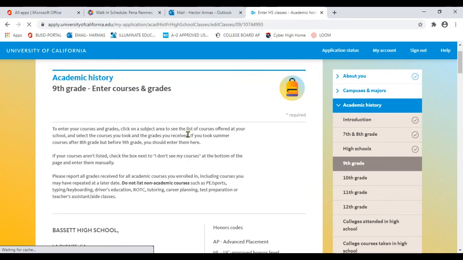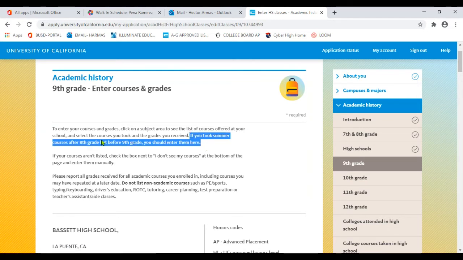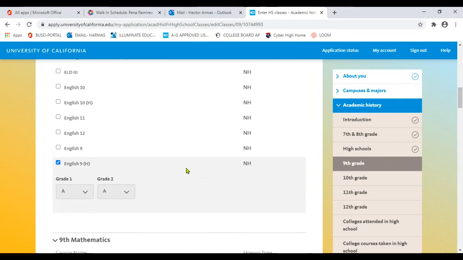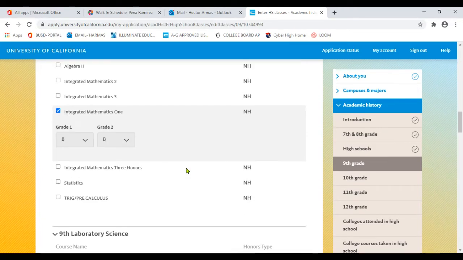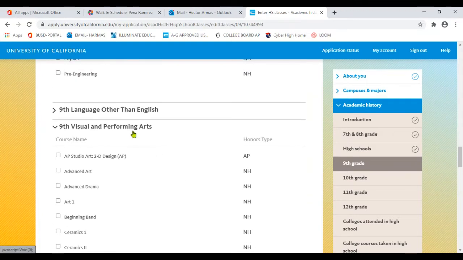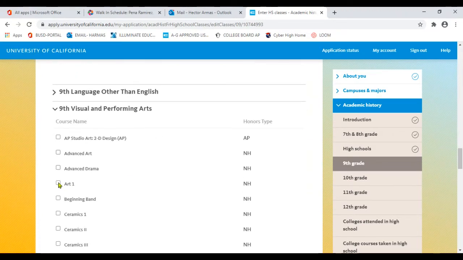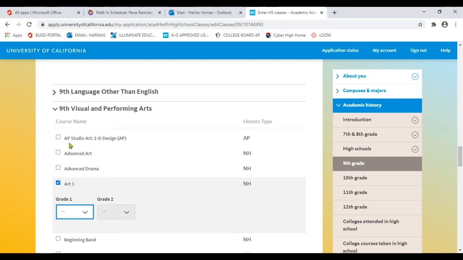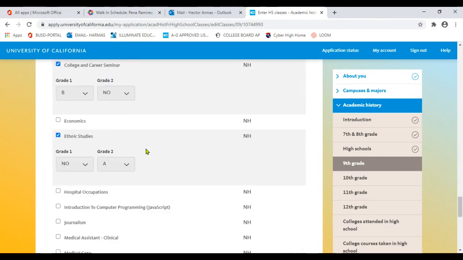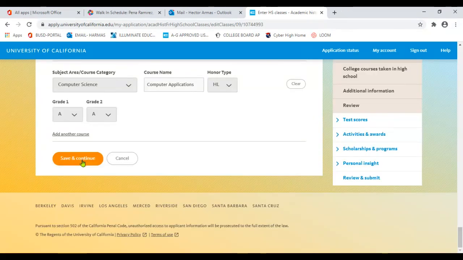Okay, so here it says, if you took summer school courses after the 8th grade, but before 9th grade, you should enter them here. I'm going to follow the directions, and I took art in the summer. So I'm going to go back and look for art. Here it is, visual and performing arts. I took Art 1 with Mr. Prieto and I was very successful in that class because I'm a very good artist. So now I'm including it there, and I'm going to say save and continue.